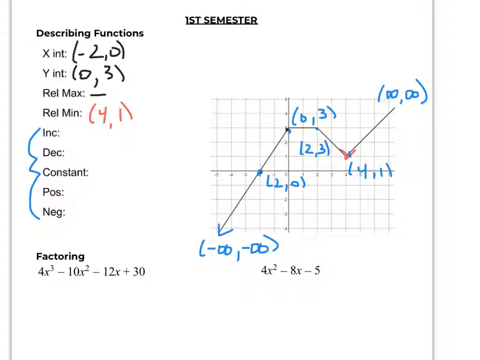When I'm doing intervals, we are only caring about the x values. So we say bye, Felicia, to all my y values. Okay, so increasing, I'm going up from left to right. So negative infinity to 0, union, it also is going up from 4 to positive infinity.